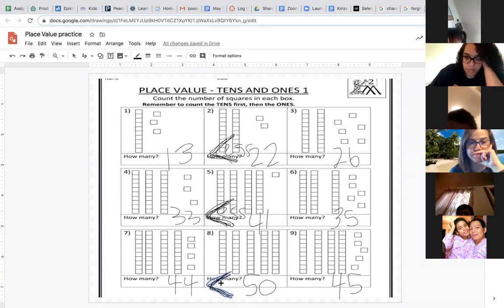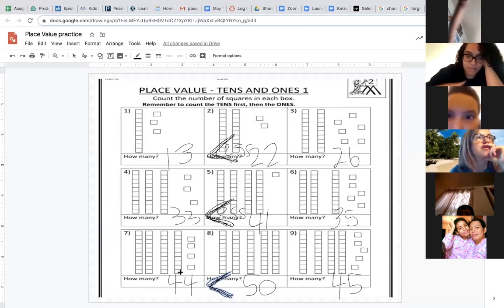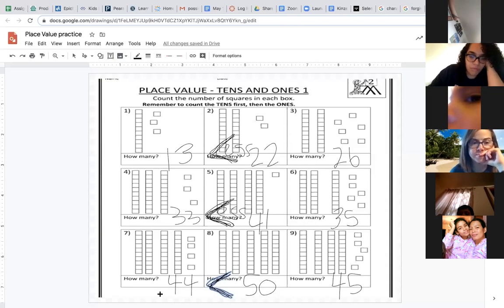How do you know? Because you can write the word less in it. Yeah, we can write the word less in it. So now, Yair, can you read this for me? 44 is less than 50.